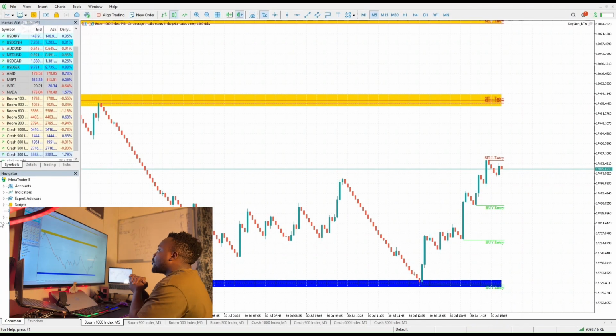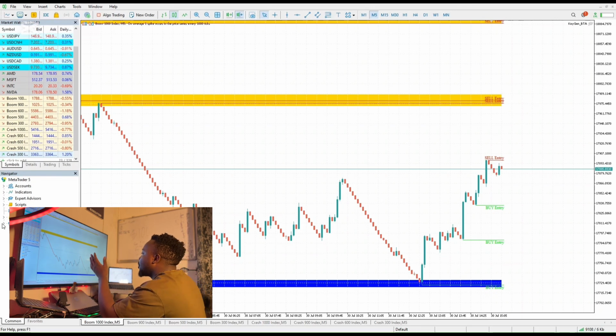Okay, so right now I've opened up my charts and we are currently looking at Boom 1000 and we're in the 5-minute time frame. And very soon I'm going to explain to you the importance of time frame. But for now, I want us to understand what we are looking at on the screen and what we are getting from the actual indicator itself.